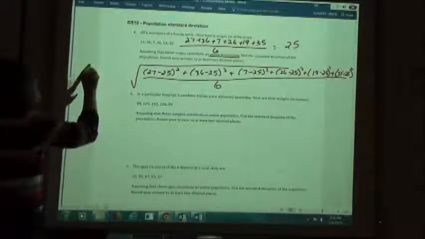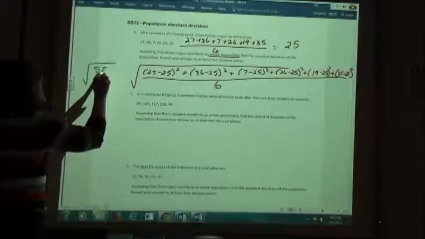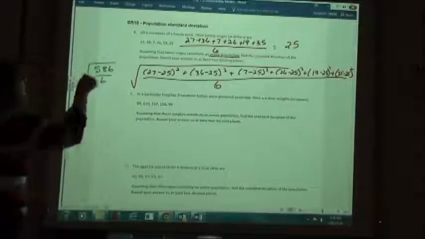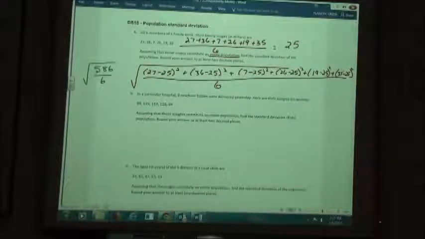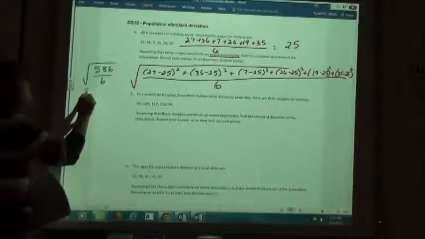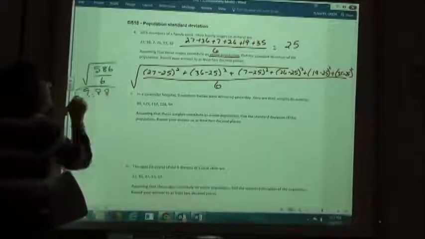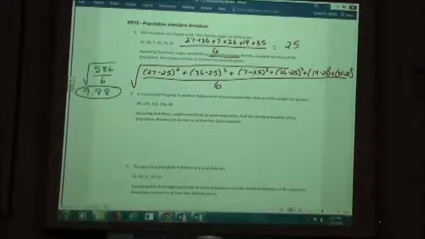So on the top, we're going to have 586 over 6. Now we're just going to take our calculator and do the square root of 586 over 6. We are rounding to 2 decimal places, it says in the problem. 9.88. So 9.88 is our population standard deviation.